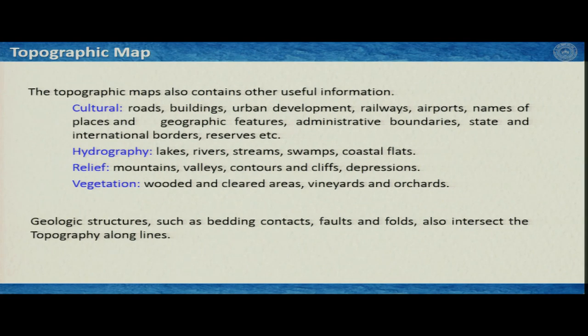Because it is a topographic map, it also tells you about the relief of the region, say mountains, valleys, contours and cliffs, depressions, basins, and so on. It also tells you about the vegetation of the area, whether it is a jungle, wooded area, reserve forest, vineyard land or orchard, and so on. All this information you get from topographic maps.